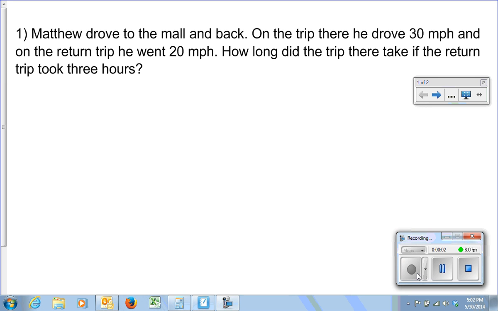We are going to solve a distance, rate, and time problem. Matthew drove to the mall and back. On the trip there, he drove 30 miles per hour, and on the return trip, he went 20 miles per hour. How long did the trip there take if the return trip took 3 hours?